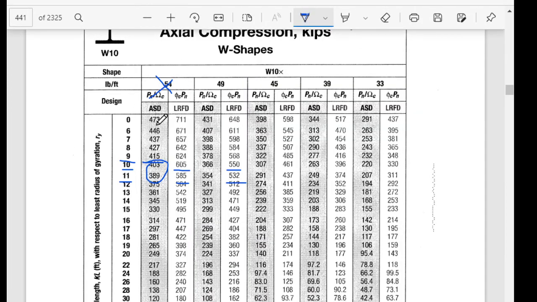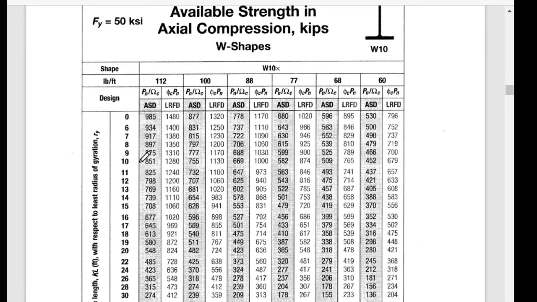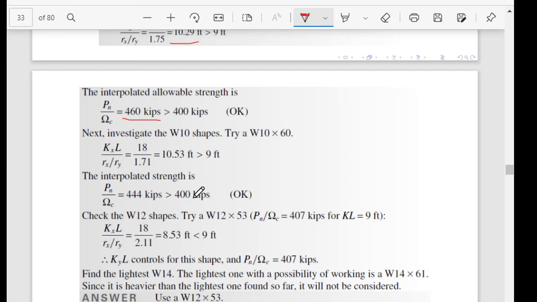The next shape, W10 by 60, with this assumed effective length, the value is 466 kilopounds. Then again, once we have chosen it, we get the value of the radius of gyration along x and y, then compute for the ratio. So the same solution, then interpolate, no? Just like this one in the table, to get the ratio.